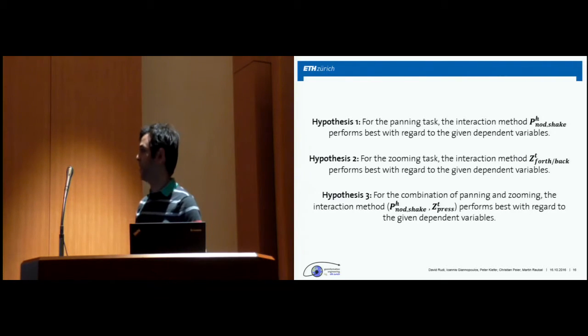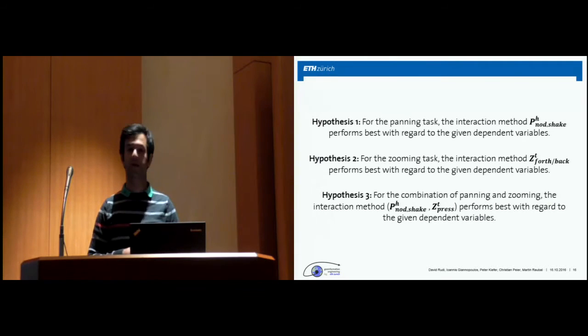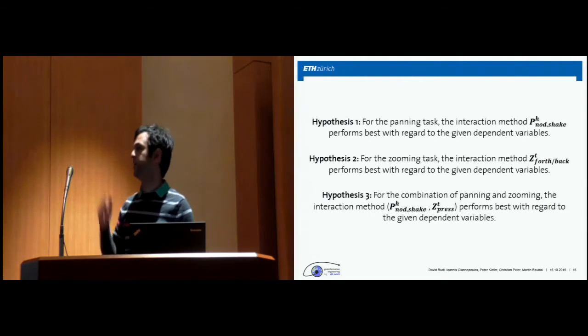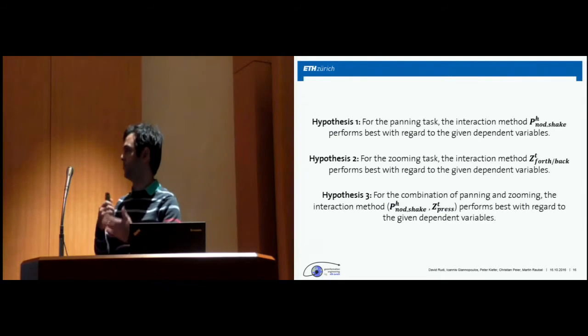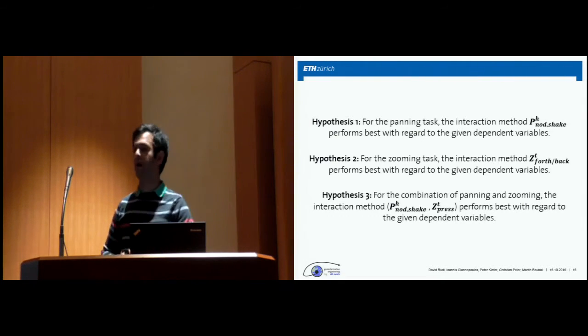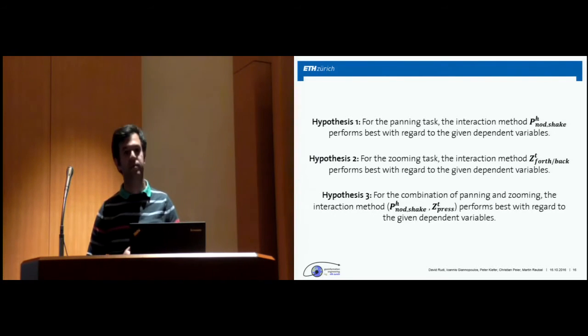And as a third hypothesis, we said that the combination of nodding and shaking, which is a congruent mapping, and pressing the button, withholding for zooming, should outperform the others as well, especially because the panning method was congruent.